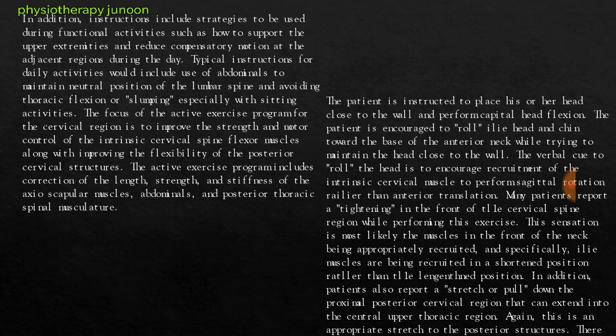Okay, the verbal cue to roll the head increases recruitment of the intrinsic cervical muscles. So we have to recruit the intrinsic cervical muscles to perform sagittal rotation rather than anterior translation. Many patients report a tightening in the front of the cervical spine while performing this exercise. This sensation is most likely the muscles in the front of the neck being appropriately recruited. So don't worry and do your task.